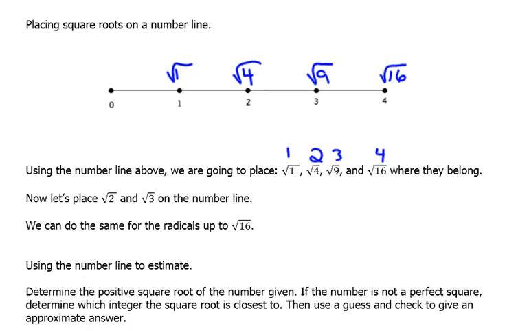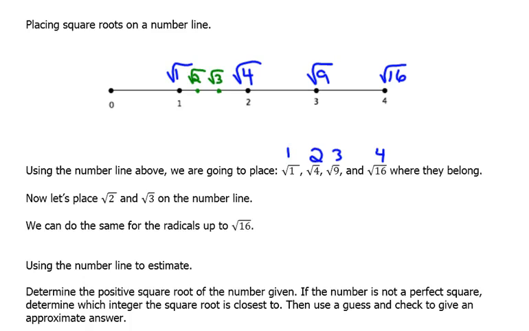Okay, so far so good. Well, now I want to put the square root of 2 and 3 on the number line. Well, the square root of 2 and 3 is going to be between the square root of 1 and 4. So, in other words, in between 1 and 2. So, if I take this and divide it up about evenly, this would be the square root of 2, and this would be the square root of 3.